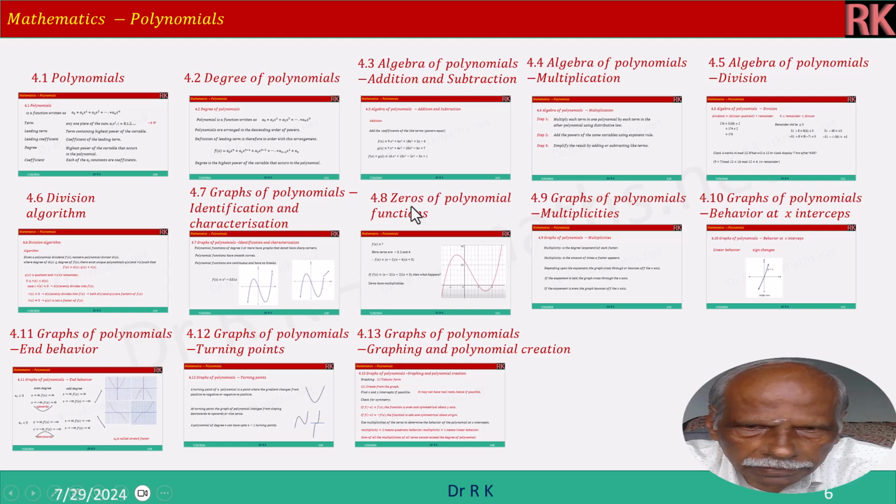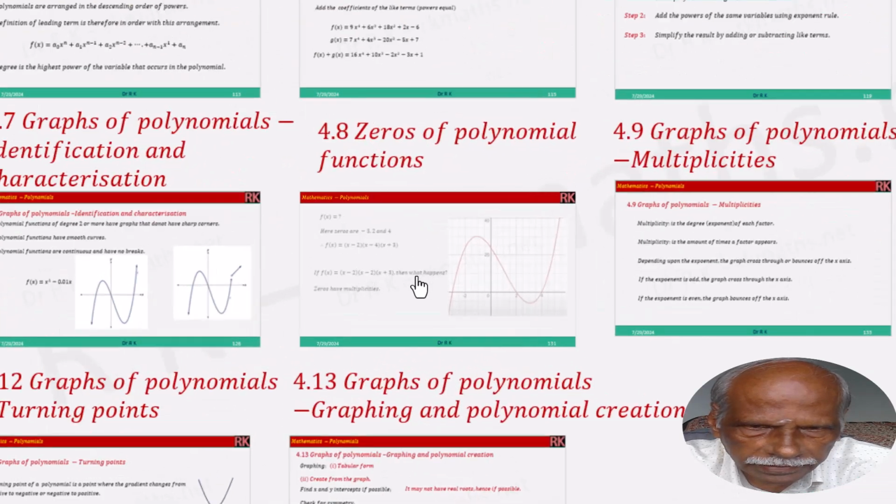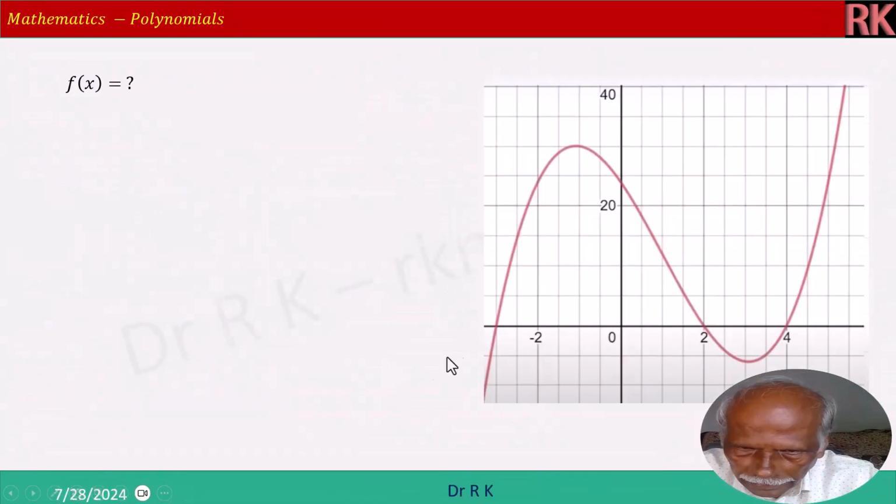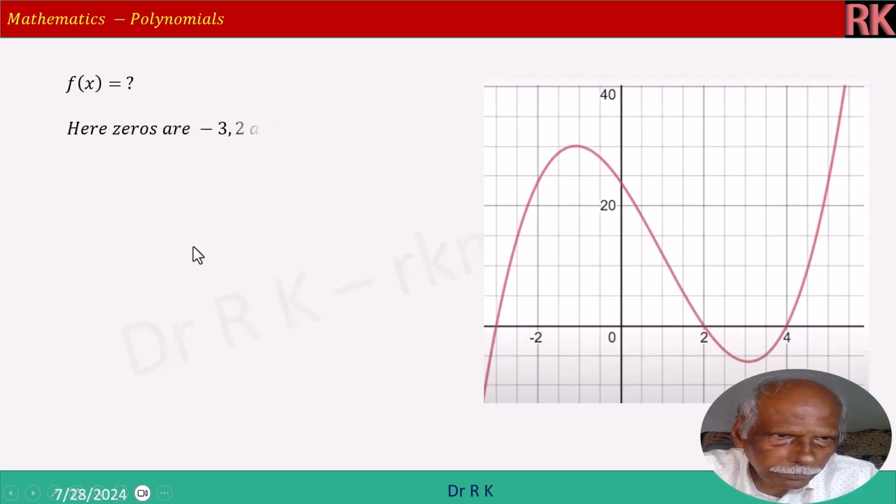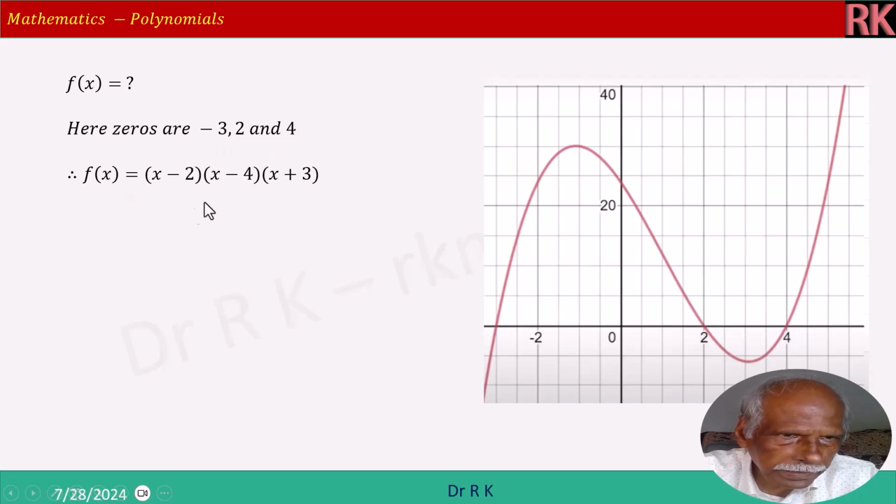Now we will see zeros of polynomial functions. At x equals minus 3, x equals plus 2 and x equals plus 4. Therefore, the function is (x minus 2)(x minus 4)(x plus 3). Zeros are minus 3, plus 2 and plus 4. Therefore, x minus 2, x minus 4, and x minus (minus 3), which is x plus 3.